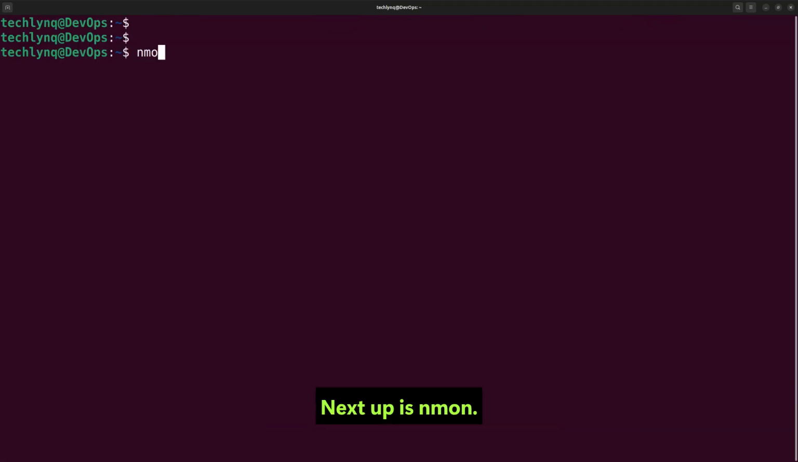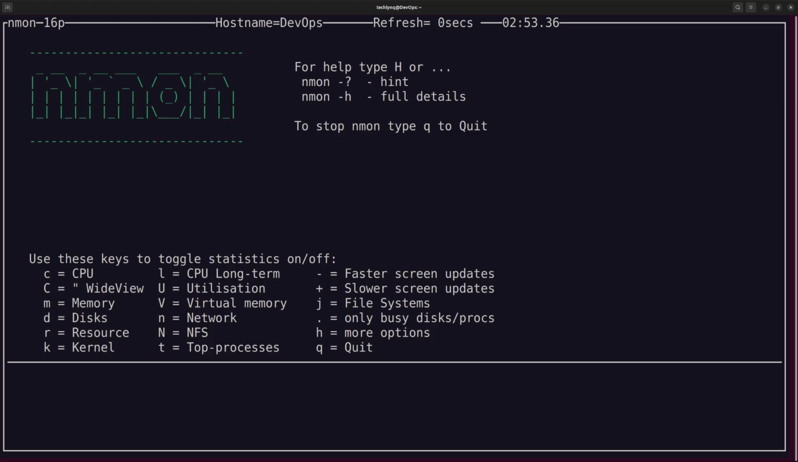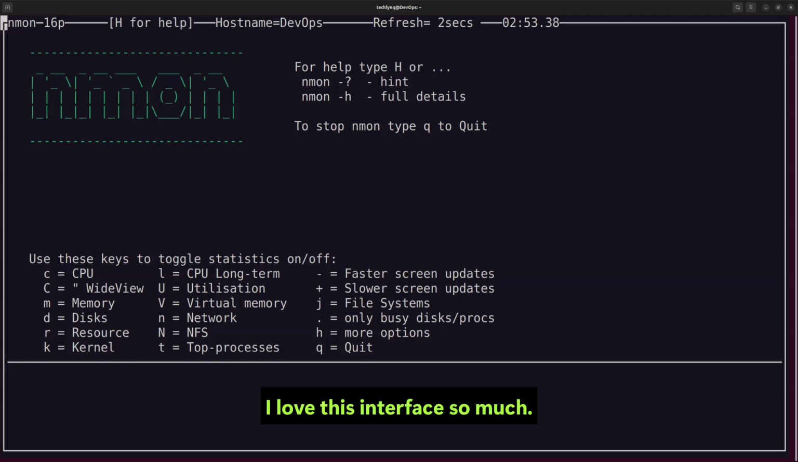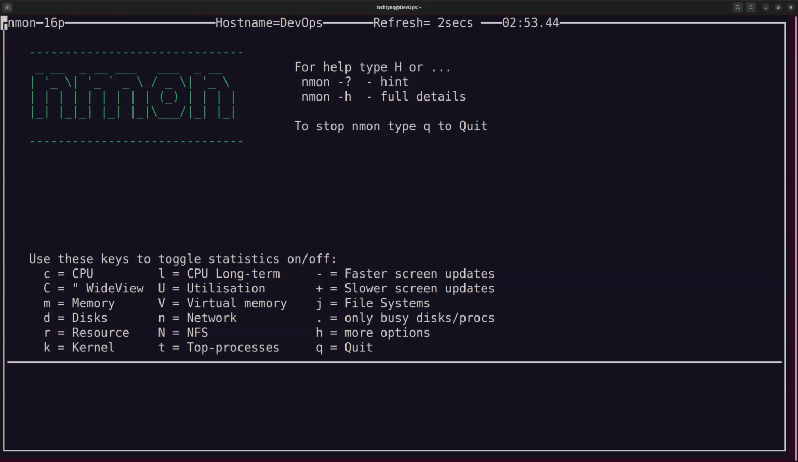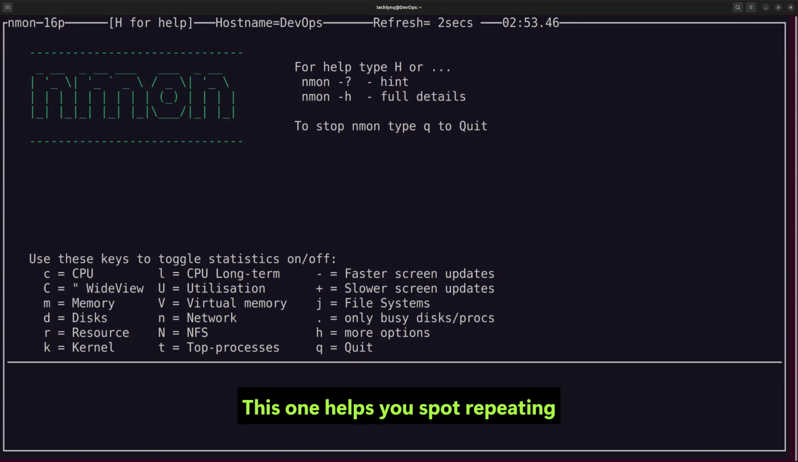Next up is nmon. I love this interface so much. This one helps you spot repeating system slowdowns and hidden performance patterns.